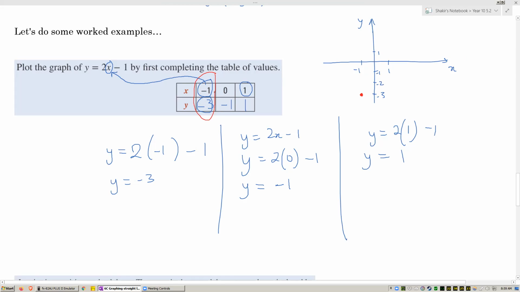So I've put a dot using the information in the first column. Now let's look at the second column. When x is 0, y is -1. When x is 0, that's going to be here. Y is -1, so I put a dot there.